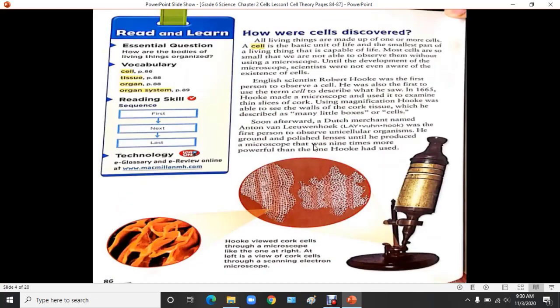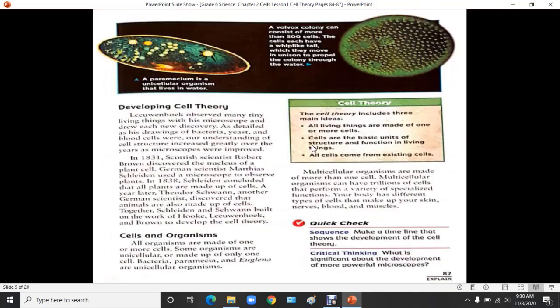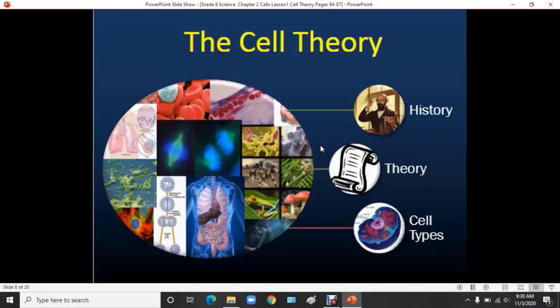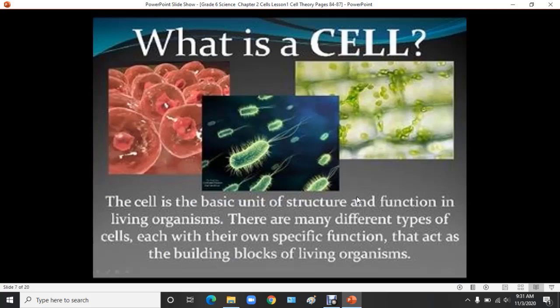So, dear boys, here we are going to learn about the cell theory. In this, particularly the history of the cell, the cell theory and different types of cells we are going to learn. Let's talk about what a cell is. A cell is a basic unit of structure and function in living organisms. There are many different types of cells, each with its own specific function, that act as the building blocks of living organisms.